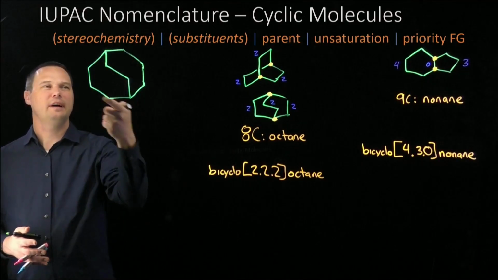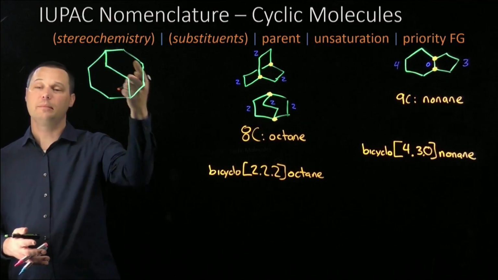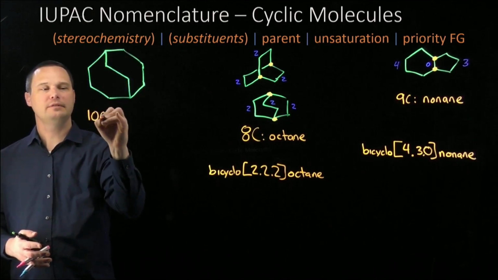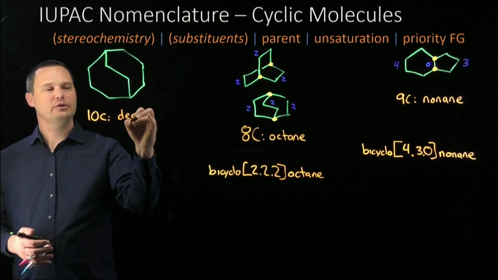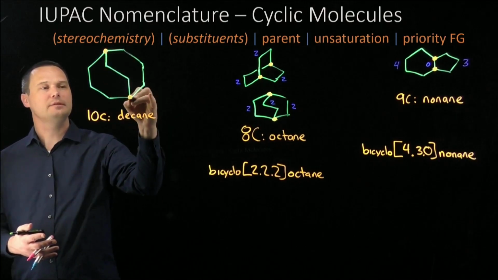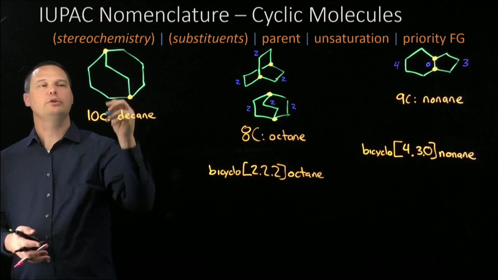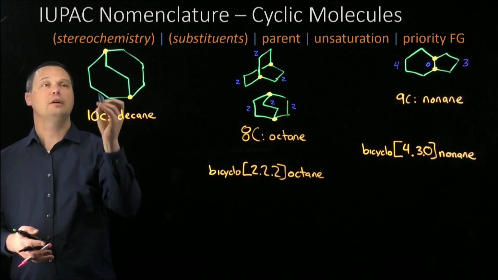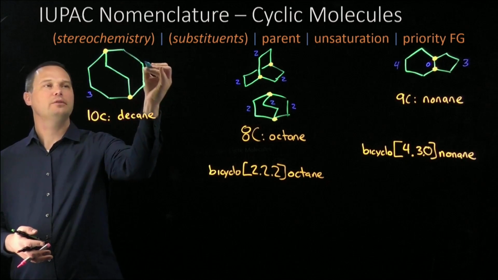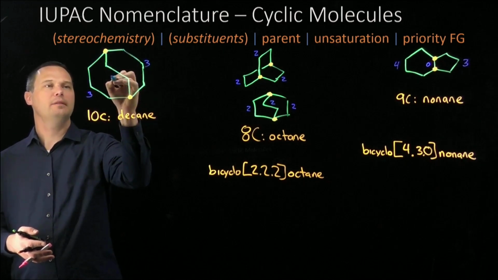The first step is to find the total number of carbons in the entire molecule. The outer ring has 8 carbons in it, and there's 2 carbons in the middle, for a total of 10 carbons. Our 10-carbon hydrocarbon is decane. Next, we find the bridgehead positions where all 3 paths meet, and we count the number of carbons between the bridgehead carbons, not including the bridgehead carbons. In the path to the left, I count 1, 2, 3. In the path to the right, I count 3. And in the path in the middle, I count 2.